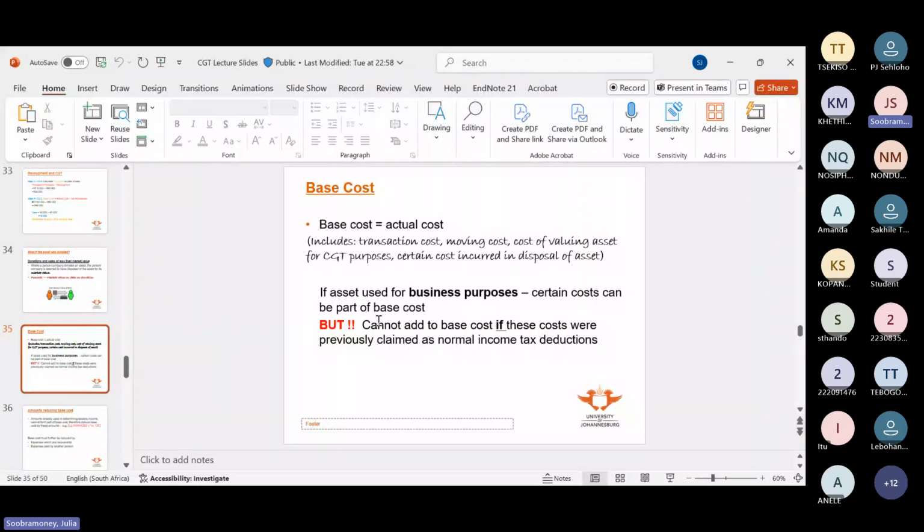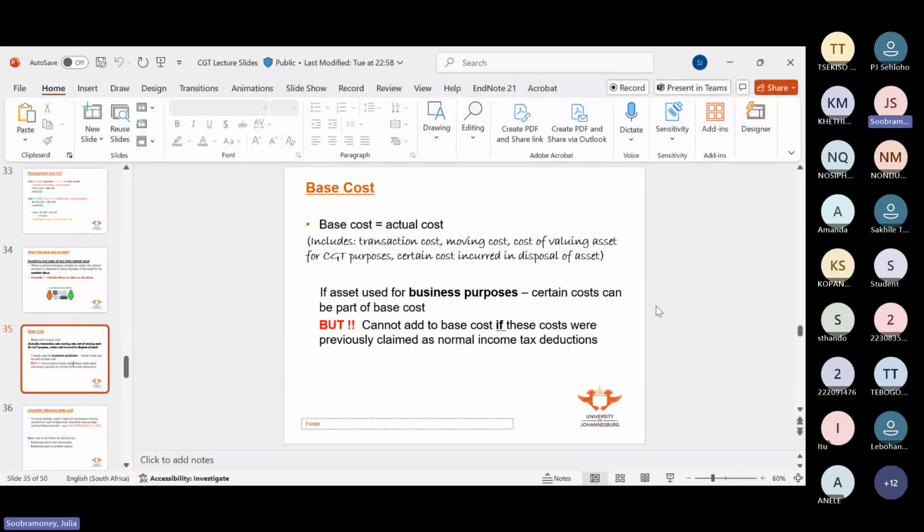Then it says, but you cannot add to the base cost if these costs were previously claimed as a normal tax deduction. So let's sit there for a while. When we spoke about recoupment, proceeds, the rule was anything that was previously or is included in income dealing with this whole transaction has to be deducted from your proceeds. Everyone happy? We said recoupment was included, therefore we're allowed to deduct it against our proceeds.